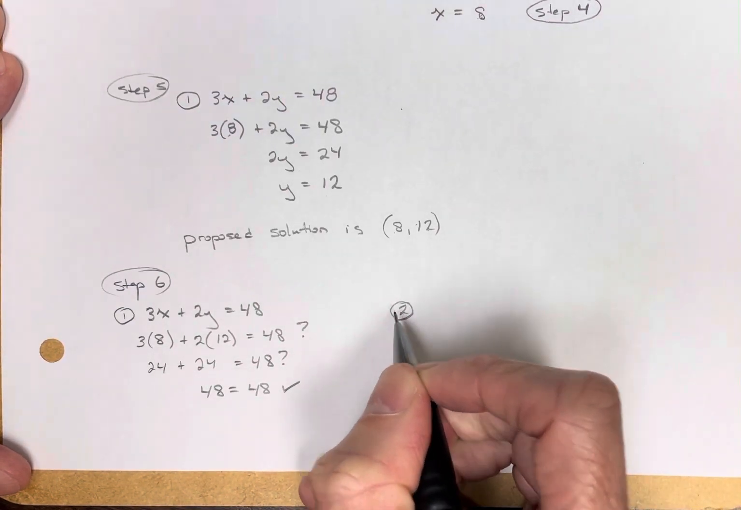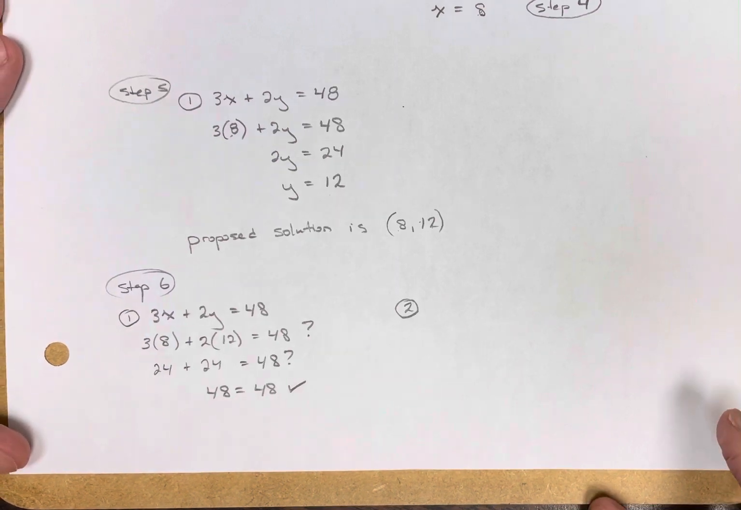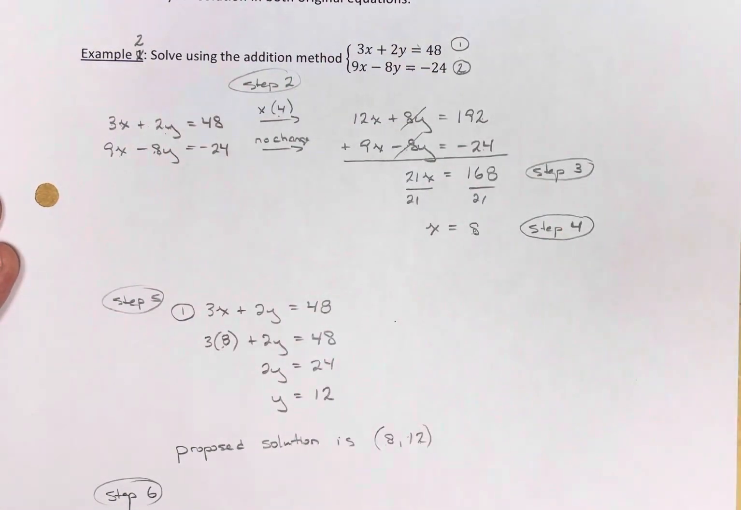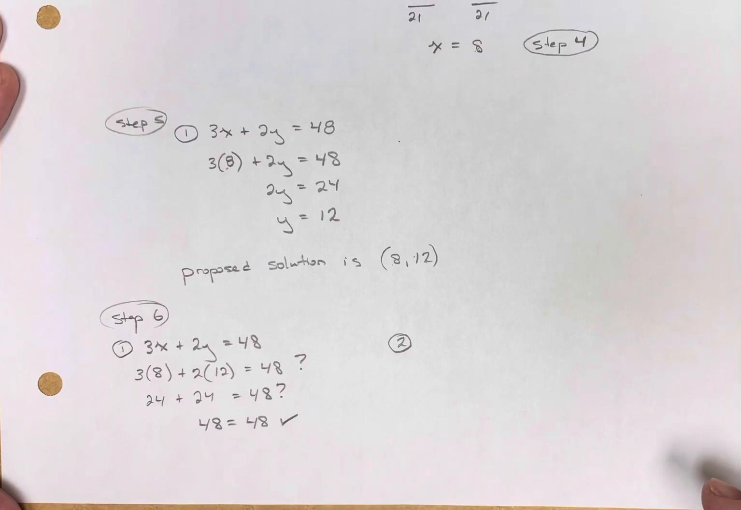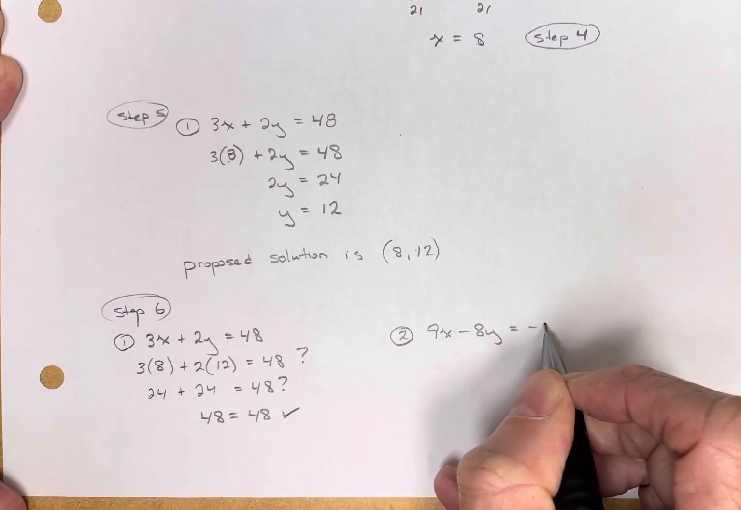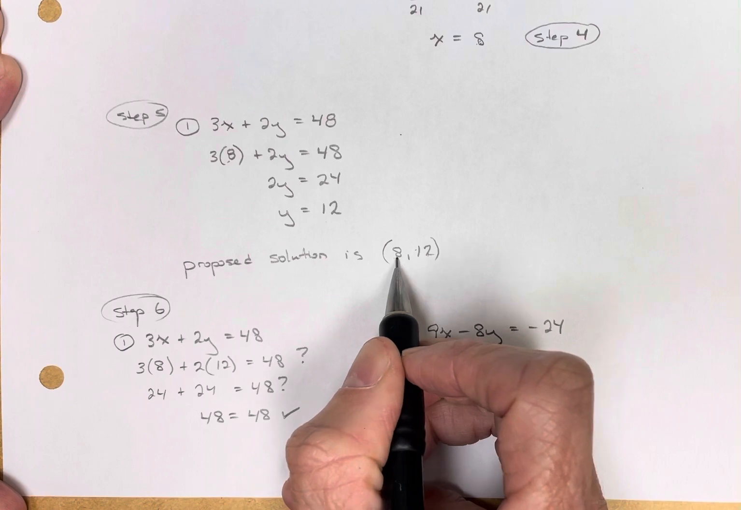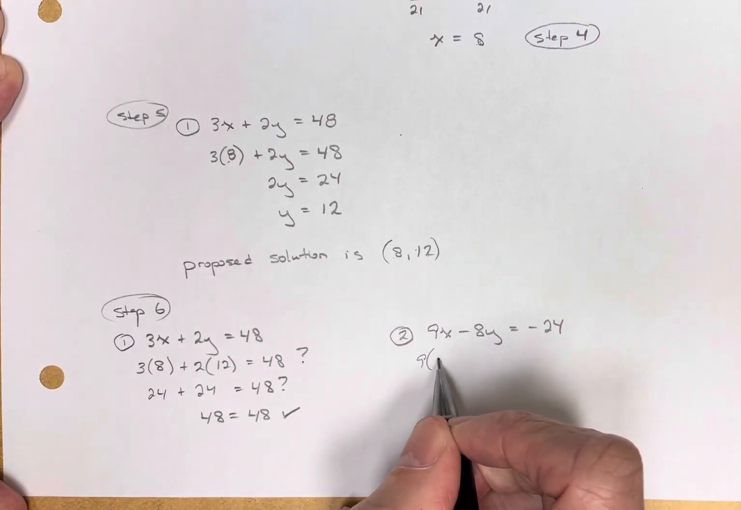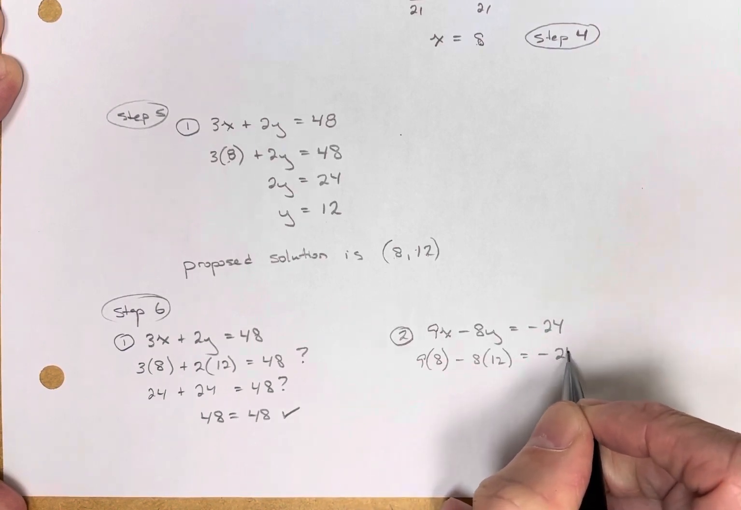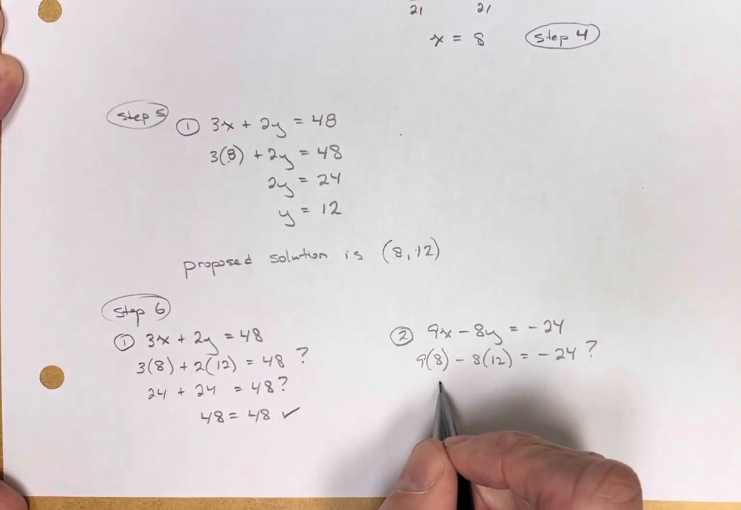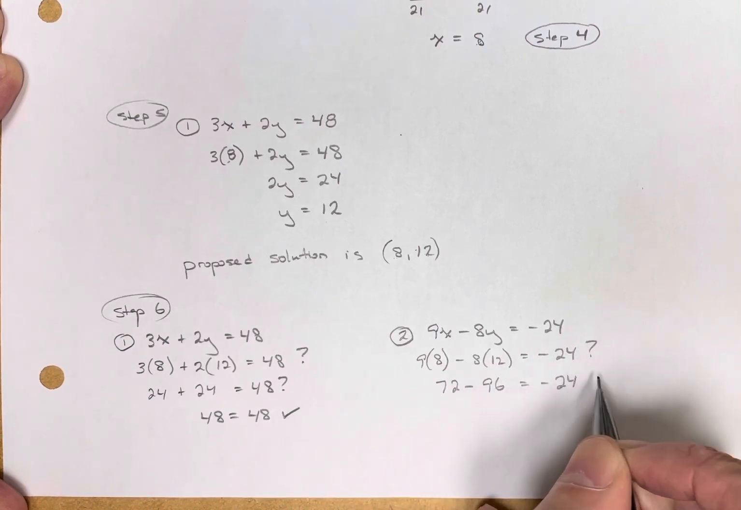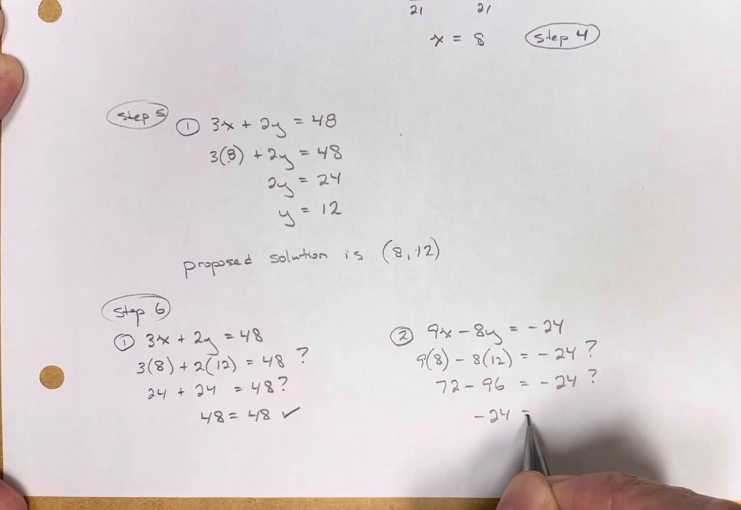It needs to work for both equations in order to be the solution to the system. So equation number 2 is 9x minus 8y equals negative 24. So I'll write that down. 9x minus 8y equals negative 24. My proposed solution is x equals 8, y equals 12. So 9 times 8 minus 8 times 12. Does that equal negative 24? Well, this is 72 minus, I think that's 96. Does that equal negative 24? And the answer is it does.